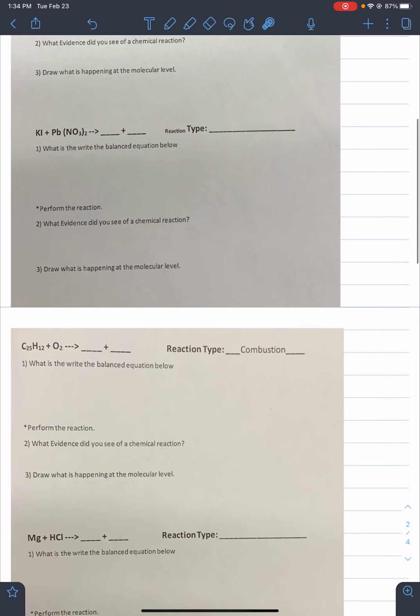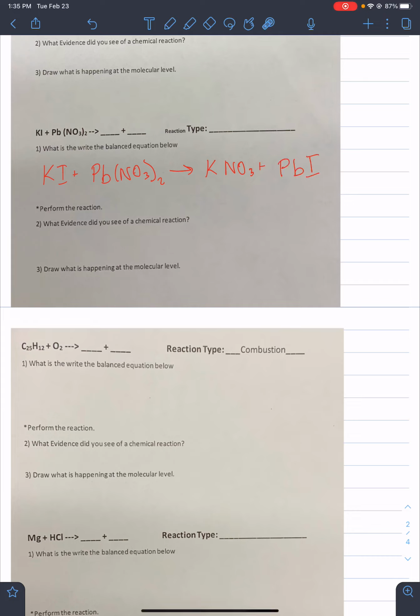Alright, this one's a little bit harder down here, so stay with me. So we have KI plus Pb(NO3)2, and then it's going to go to this one. We're going to have the ones that are similar switch places with each other. So you're going to have now the K with the NO3 plus the Pb with the I.